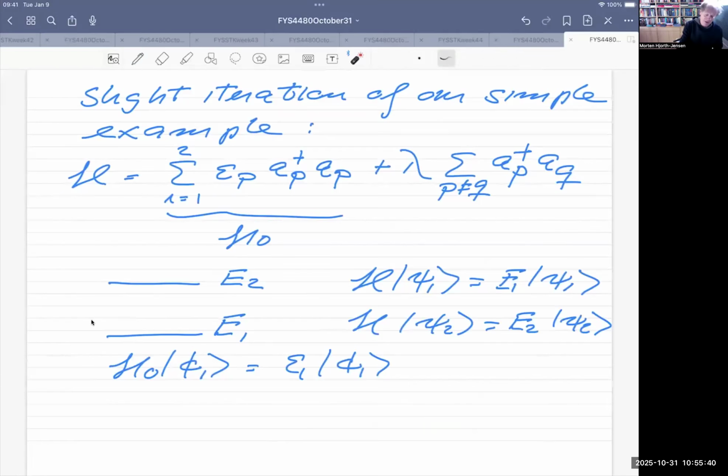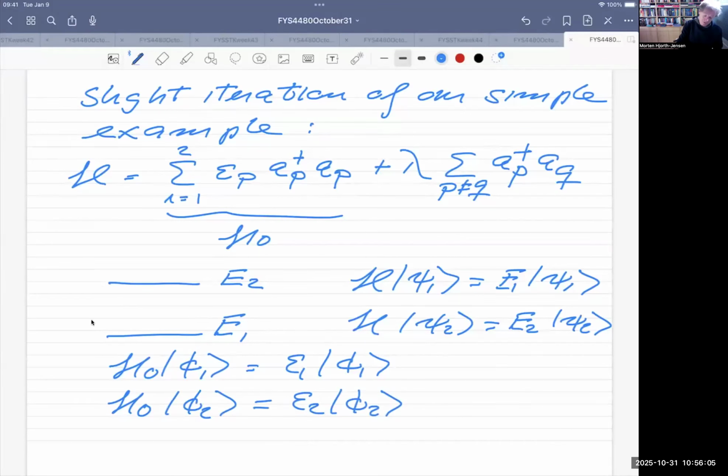And then you can think of this parameter lambda as a perturbation, where you can tune lambda so that you get a stronger interaction or a weaker interaction. This is also something you would play around with in the second midterm. Then we have phi 2 here, and that is equal to epsilon 2 times phi 2.